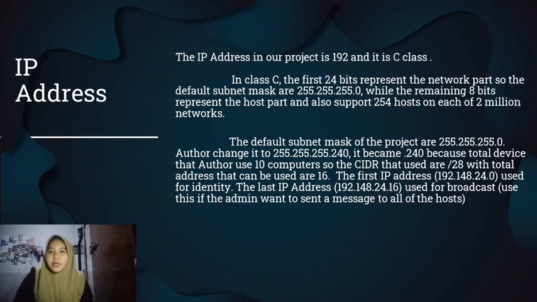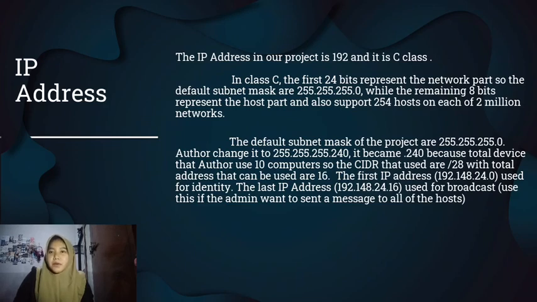The default subnet mask of the project is 255.255.255.0. The author changed it to 255.255.255.240. It became 240 because the total devices that the author uses are 10 computers. So the CIDR that is used is 28, with total addresses that can be used being 16.